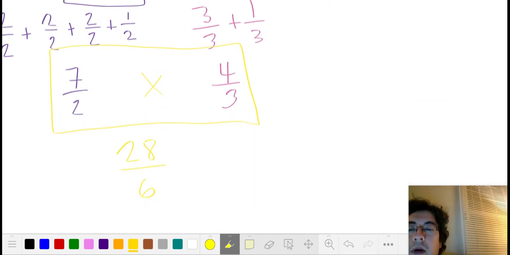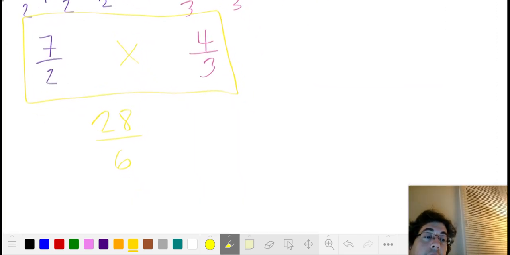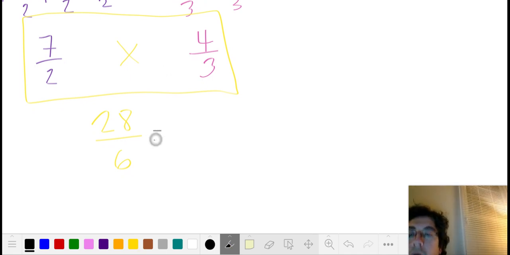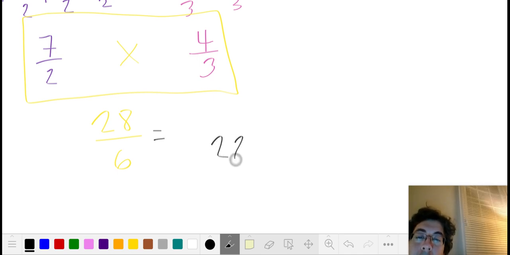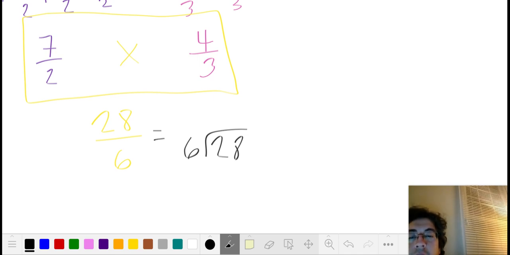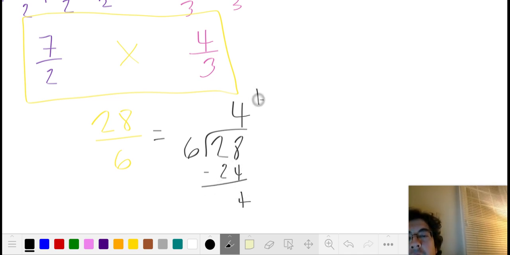However, many times you'll be asked to write your product as a mixed number. And so to do that, I'm going to divide my numerator 28 by my denominator 6. 6 goes into 28 4 times, so that will be the whole number of our mixed number product. 4 times 6 gives me 24, and my remainder is 4. My remainder becomes the numerator of my mixed number, and the divisor 6 becomes my denominator of my mixed number.